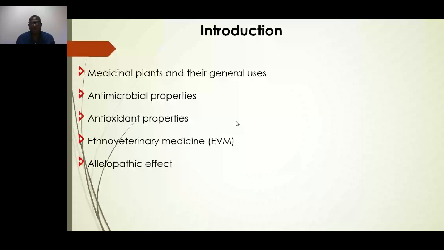Now, looking at the general uses of pilosa, you can see from one side that it is being used as food and medicine at the same time. On the other side, it's being used as biopesticide and herbicide. So it's like consuming what you use in killing pests and weeds at the same time. This brought about a question in our study: how safe is pilosa?